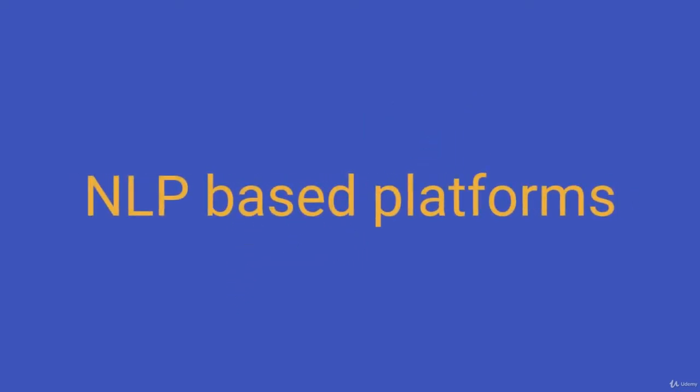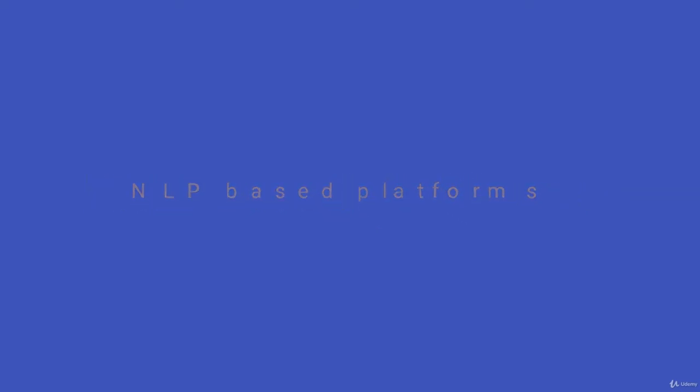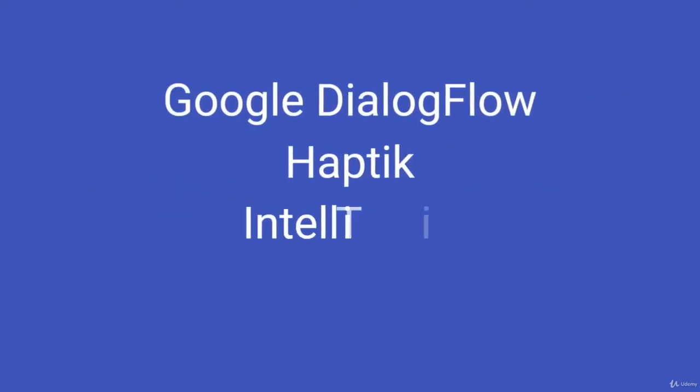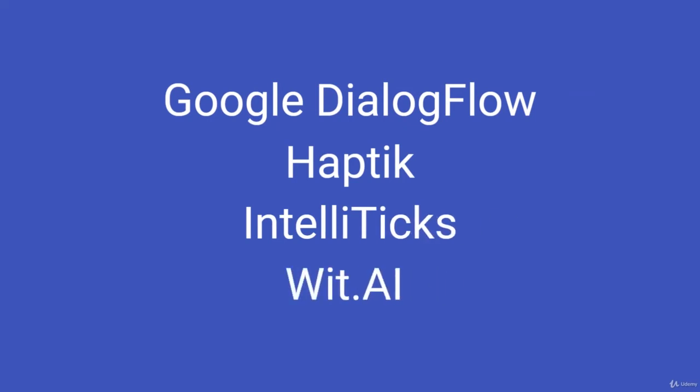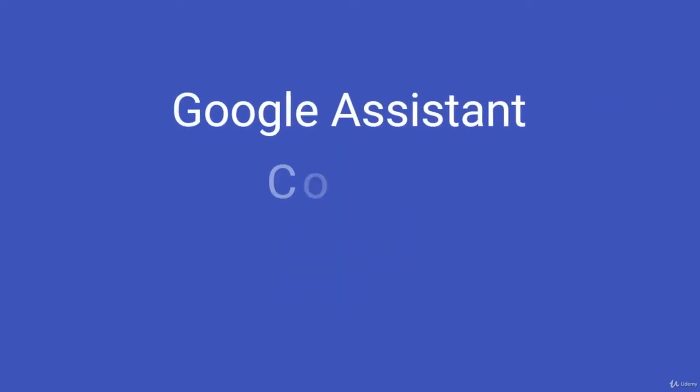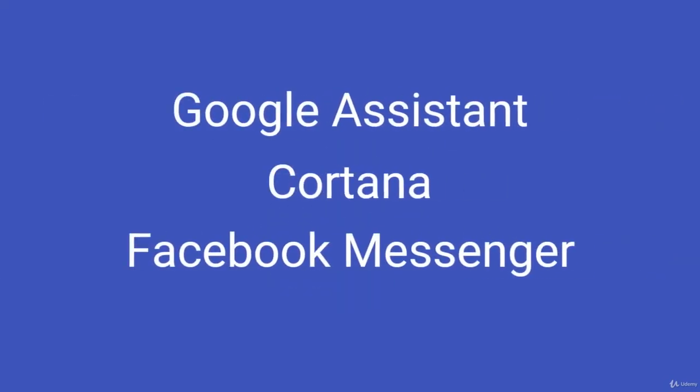NLP-based platforms. NLP-based platforms allow you to make full use of natural language, enabling you to create a more complex bot that offers your users an immersive and authentic experience. Tools such as Google Dialogflow, Haptic, Intelliticks, and Wit AI make use of artificial intelligence that learns from user input. They offer a wide array of features, such as the ability to create text and voice bots, and can be integrated with mobile wearables as well as Google Assistant, Cortana, and Facebook Messenger. Some of these platforms are free, like Wit.ai, others offer both a free option and the ability to upgrade, while some may require a paid, upfront subscription.